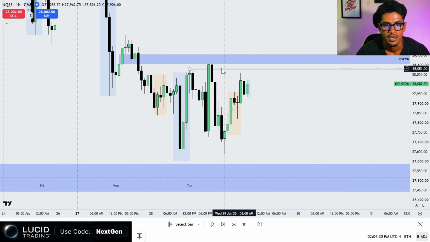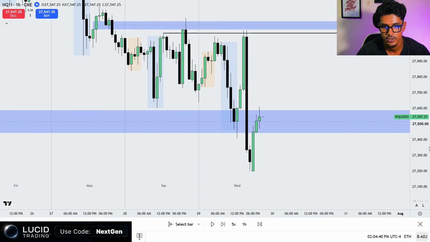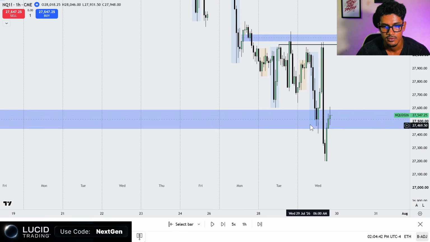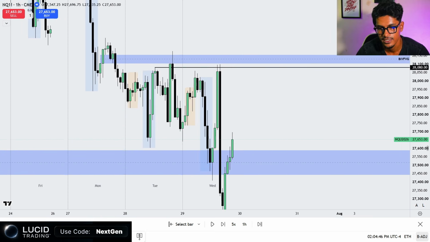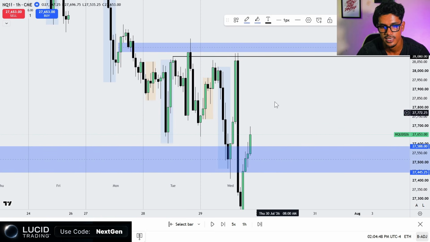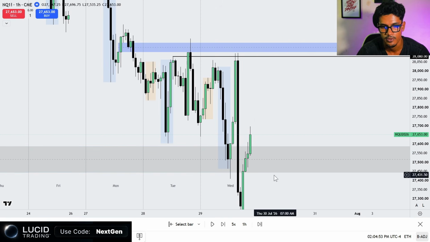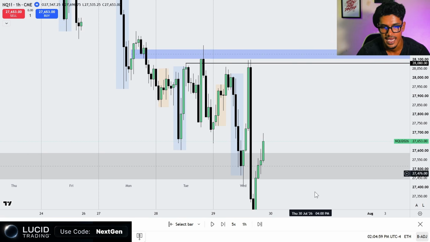As you can see, we traded up and we rejected from there. Afterwards, price pretty much went down and tapped into that bullish validated fair value gap from the daily time frame. We traded down into it and took out the sell side, and we pretty much went higher again and rejected again.